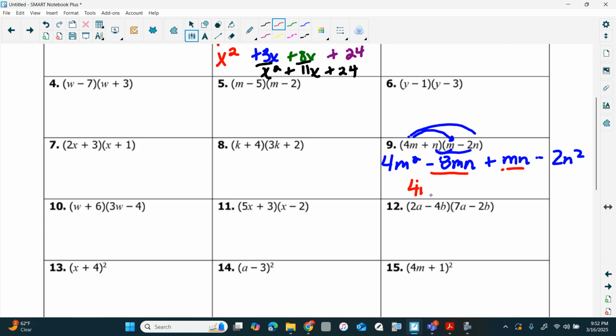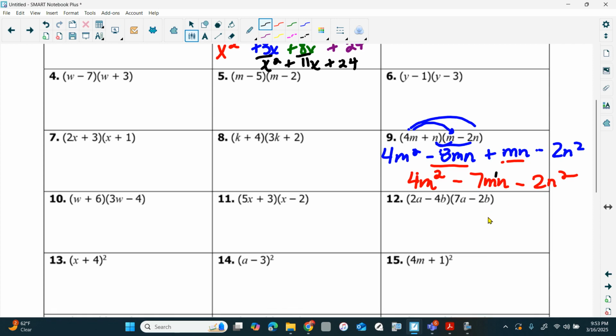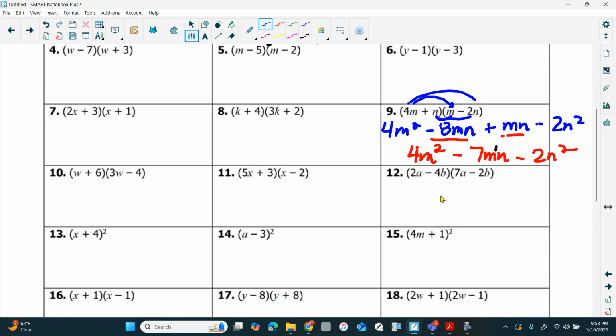So we get 4m to the second power, m squared. This is now minus 7mn, then minus 2n squared. Okay, and so when you're putting it in order, you do all the m's first. So even if it's an mn, we have to do mn because this m is like an exponent of 1. So I'm still doing 2 to 1, and then I go to the n's. Okay, so that's kind of like number 12.